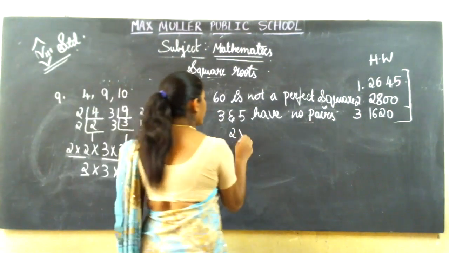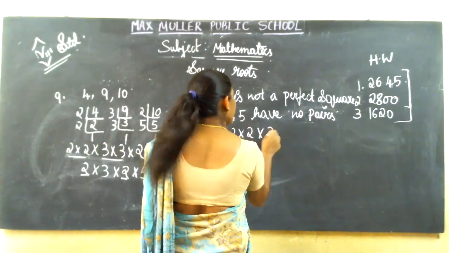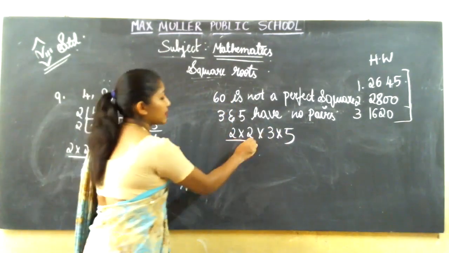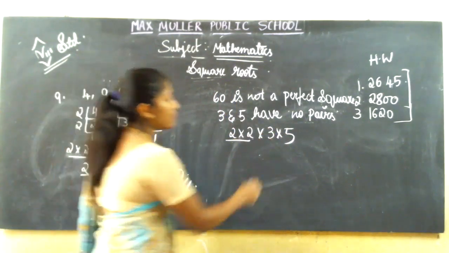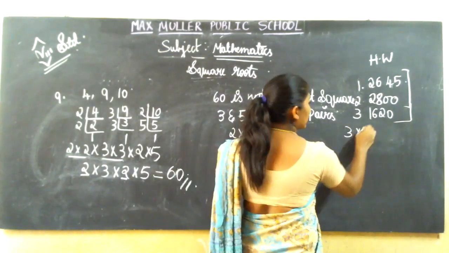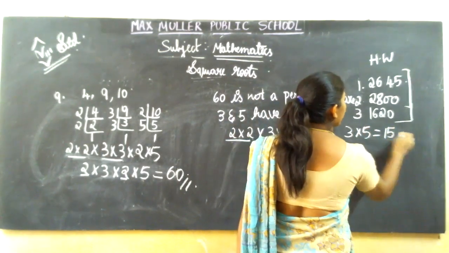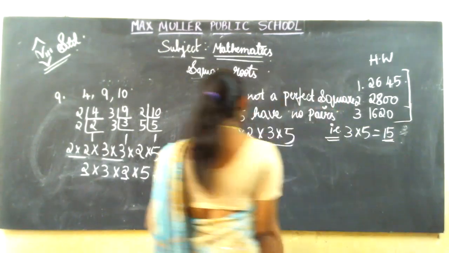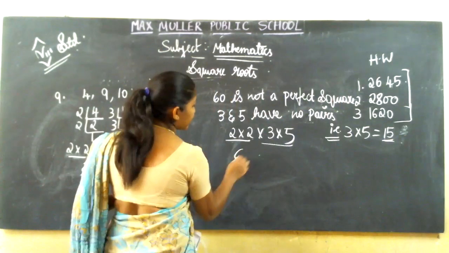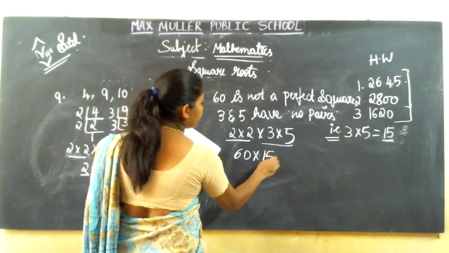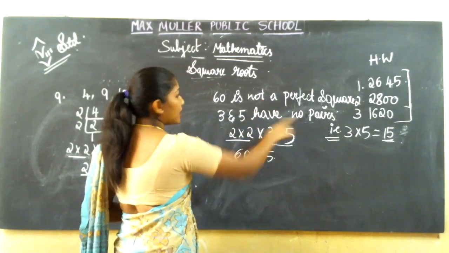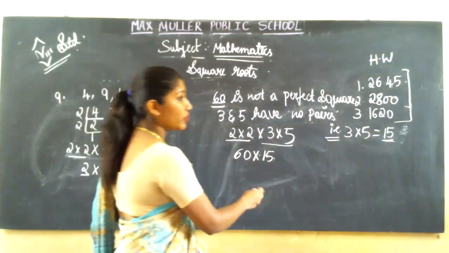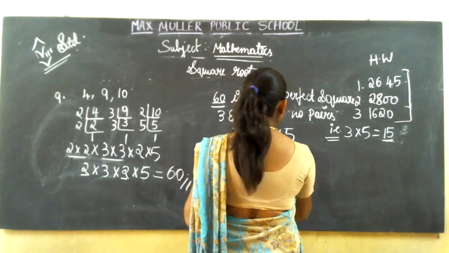So what you can do here is separately you can take this. See 2 cross 2 into 3 cross 5. This thing only I have written: 2 cross 2, you got a pair here, but 3 cross 5 you didn't get a pair. 3 cross 5 is equal to 15. So you can make it as 60 into 15. You don't have the pair number. Here also you have found that it is not a perfect square. So 60 into 15, you can write it as 900.